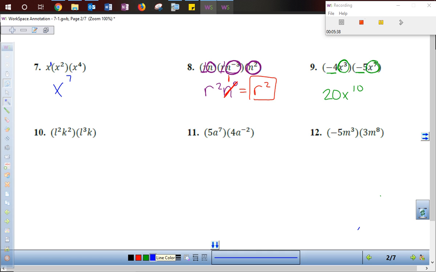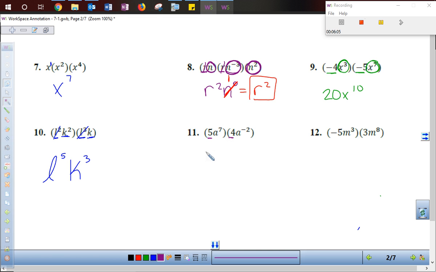On number 10, I have two variables again, but that's okay. Take it one variable at a time. I'm going to take this L squared times L to the 3rd, and I'm going to get L to the 5th. And then I'm going to take this K squared times K, and I get K to the 3rd. Now, I cannot combine these two guys because they are different bases. If they had the same base, then I could add those exponents, but since they don't, they have to stay separated.